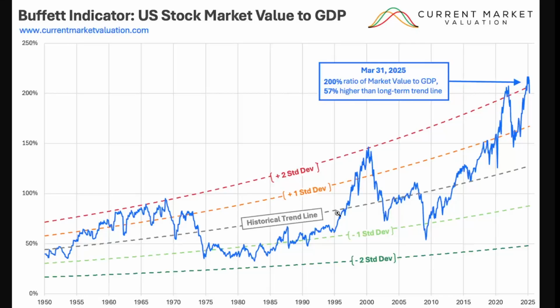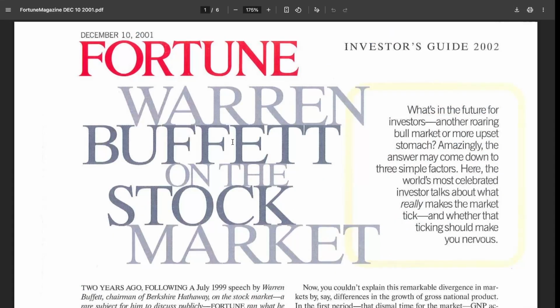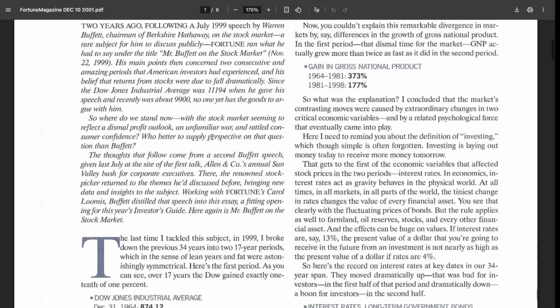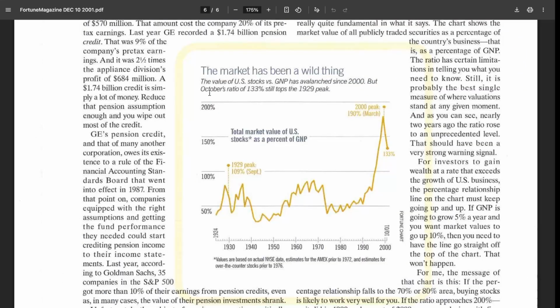You listen to him speak, you read his letters. This is just not a metric that he commonly refers to. But it's called the Buffett Indicator because in an article in 2001, a little over a year after the dot-com bubble crashed, Warren Buffett said, hey, look, if you just take the value of all US stocks and then you divide that by the gross national product, he was using GNP instead of GDP. They're very similar. There is a difference. We'll talk about that in a second.